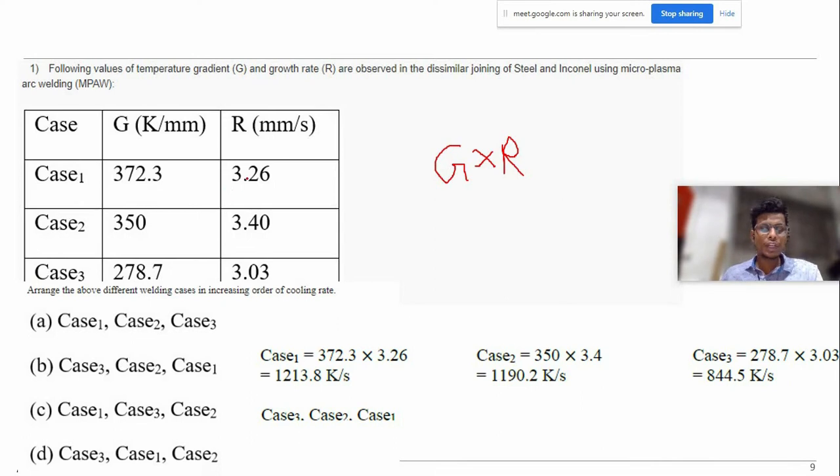So 372.3 into 3.26 will give this value, and for the corresponding 350 into 3.434 will give 1190.2 kilo Kelvin per second, and for case 3, 278.7 into 3.03 will give 844.5. This is for the third case. So if we check these, case 3 is less than case 2, then case 1. So the increasing order is case 3, case 2, case 1. So the option will be 1B. Yeah, case 3, case 2, case 1. So the option is 1B.